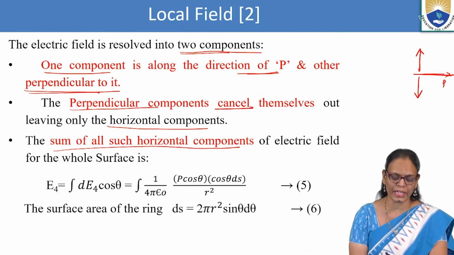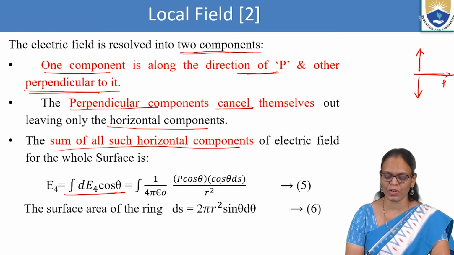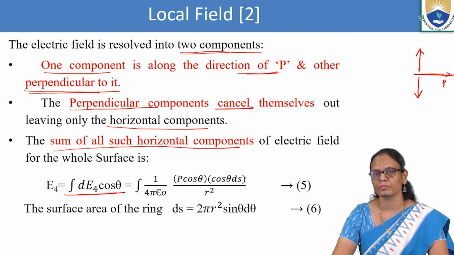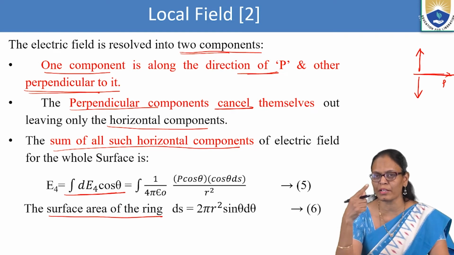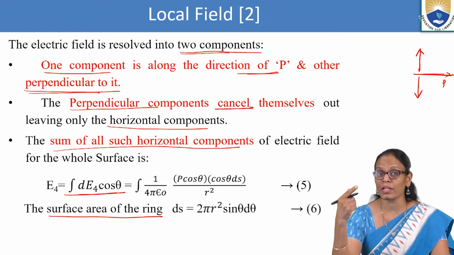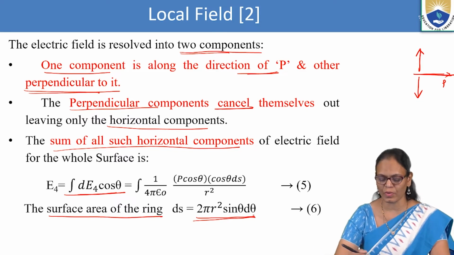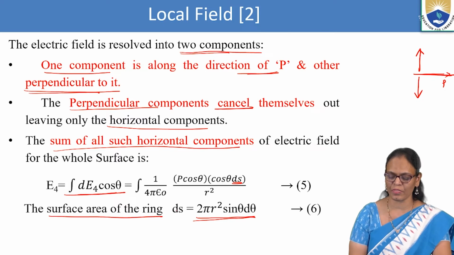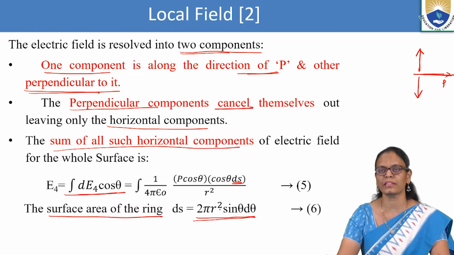What we get is E4 equals integral dE4 cos theta, so you have to integrate over the whole area. Let us substitute for dE4, which is 1 by 4 pi epsilon naught P cos theta by R square, and now you have cos theta into ds. What is ds here? It is the surface area of the ring, because for a spherical cavity when you cut out one small element, it will be in the form of a ring. The surface area of a ring is given by 2 pi r square sine theta d theta, so we substitute that for ds.